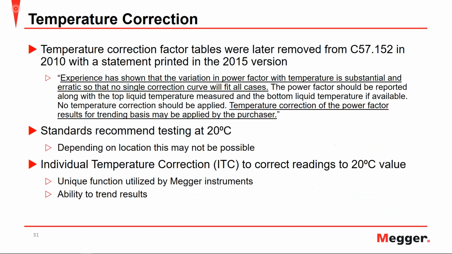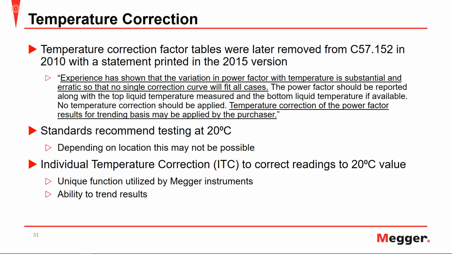Taking a look further into the temperature correction, tables were removed from the C57.152 standard in 2010 with a statement printed in the 2015 version, and you can see that below. I just want to take a look at the first and last sentence, where the first sentence states that experience has shown that the variation in power factor with temperature is substantial and erratic, so that no single correction curve will fit all cases. So that takes that out right there.